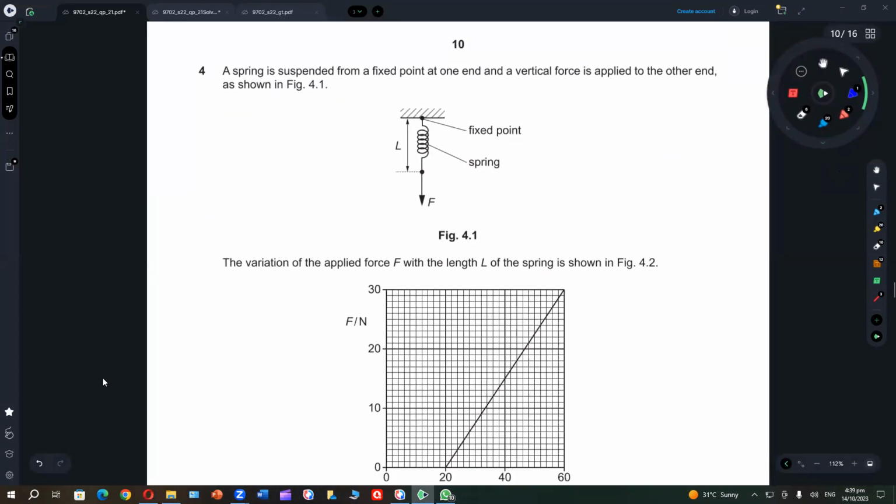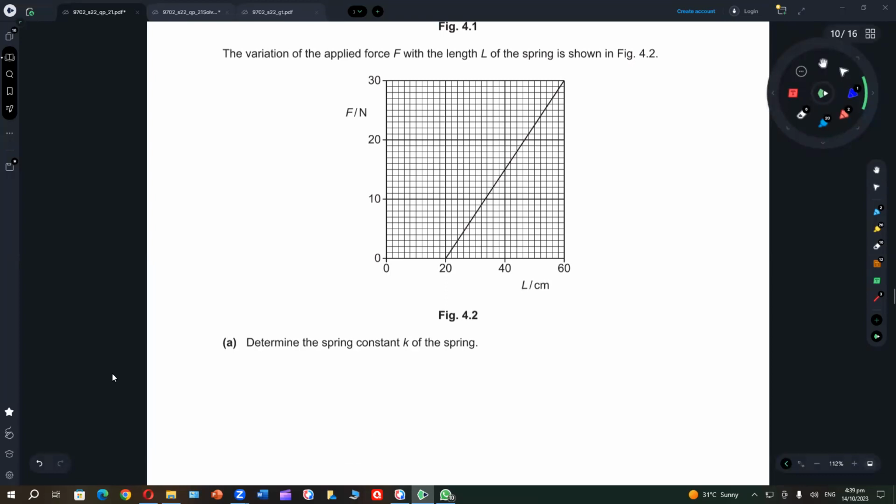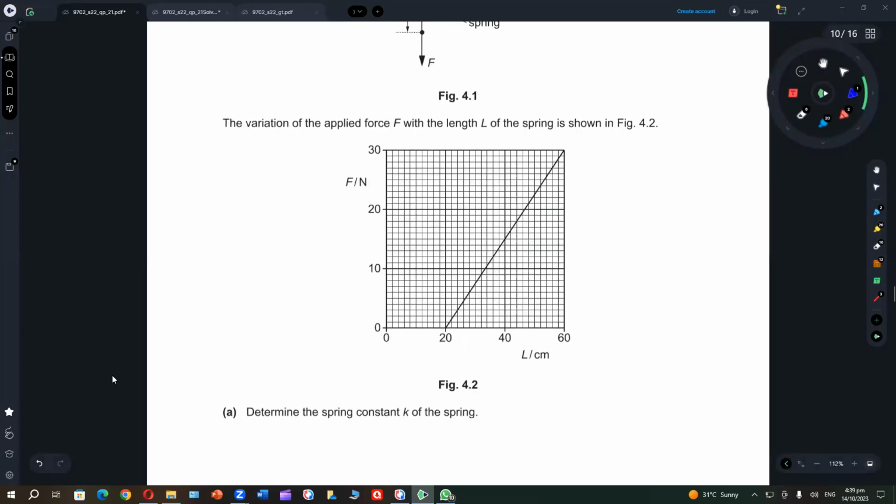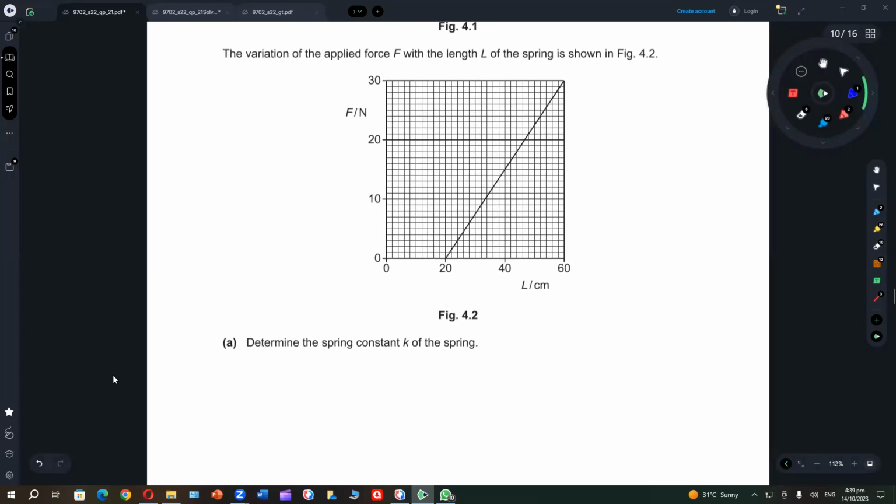A spring is suspended from a fixed point at one end and a vertical force is applied to the other end. The variation of the applied force with the length of the spring is shown. Determine the spring constant. So we can find the gradient because actually it is not an extension graph, but if we draw an extension graph, it will have the same gradient.